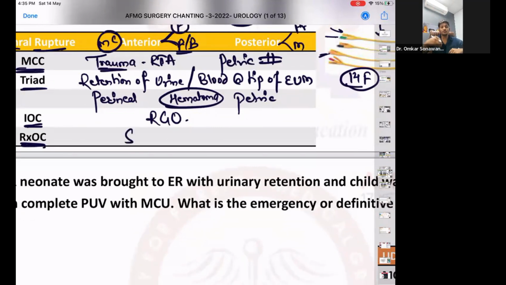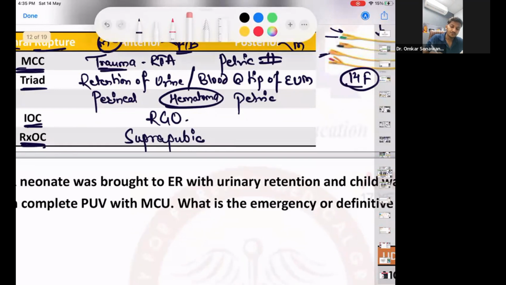Which approach is used? A suprapubic approach is used. A suprapubic repair is usually done in cases of anterior and posterior urethral rupture. This is important. No issues with this, anybody? So remember, repair is usually the treatment of choice in both the conditions.